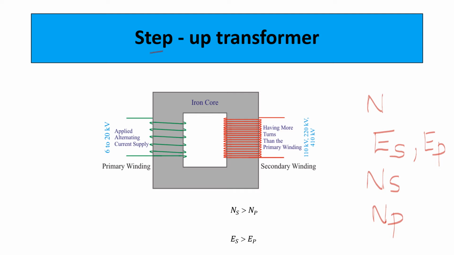For a step-up transformer, the voltage on the secondary side will be more when compared with the voltage on the primary, because low voltage on the primary is being converted to high voltage. Therefore, Es will be greater than Ep. The number of turns on the secondary will be more than the number of turns on the primary in the case of a step-up transformer.